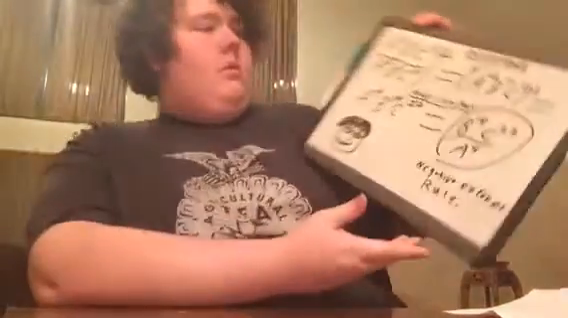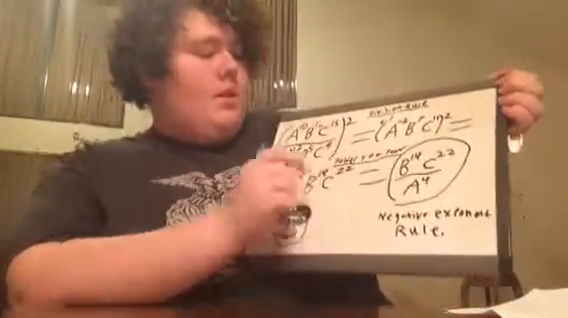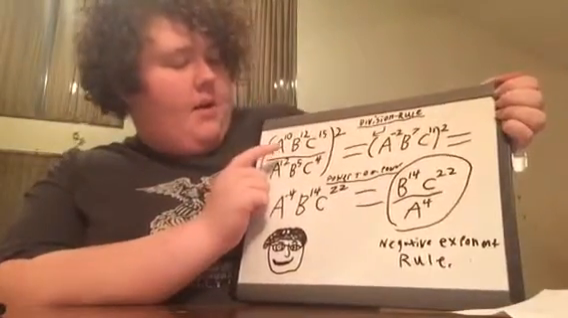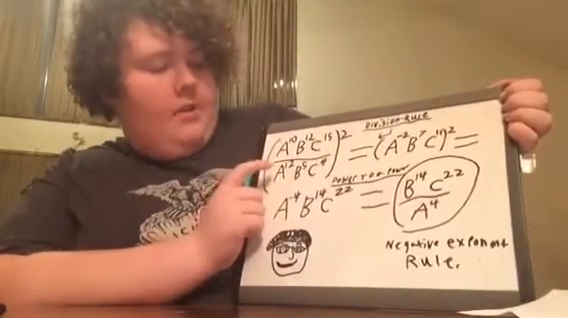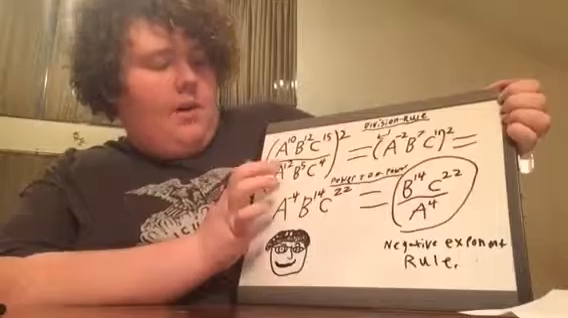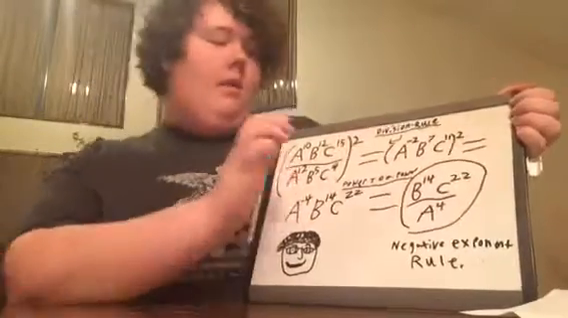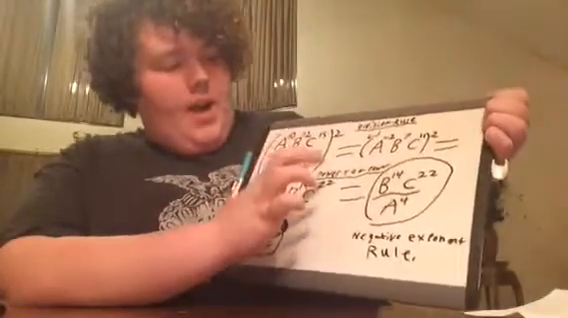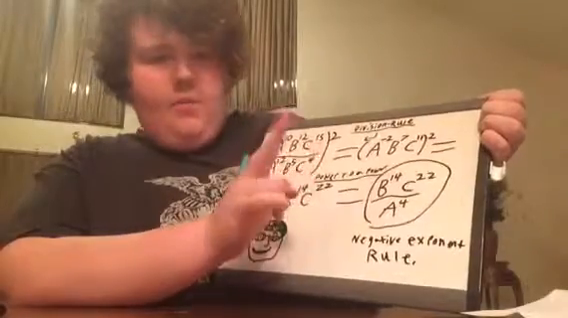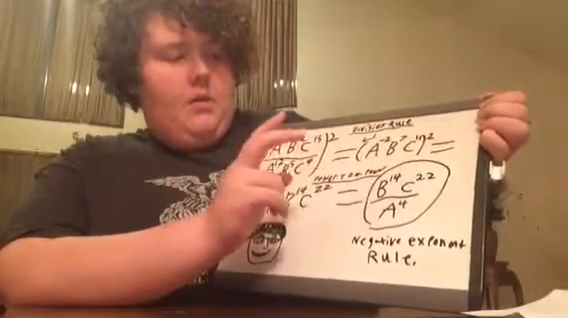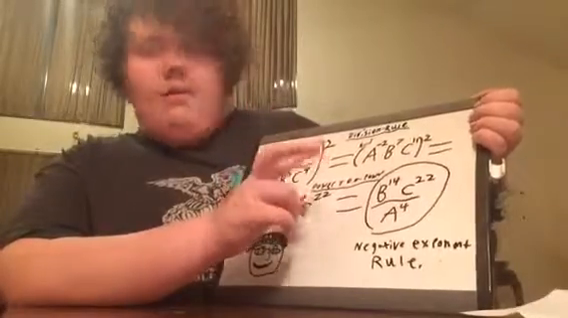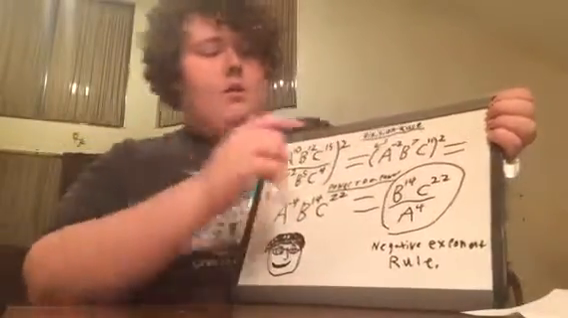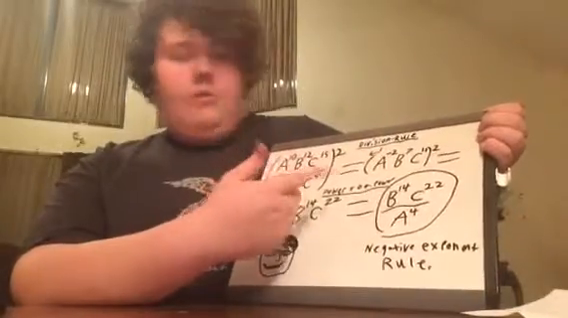All right. So we've got a to the 10th power, b to the 12th power, and c to the 15th power over a to the 12th power, b to the 5th power, and c to the 4th power. Now that's going to equal a to the negative 2 power, b to the 7th power, and c to the 11th power. And that's using the division rule. That's how it's going to turn into that.